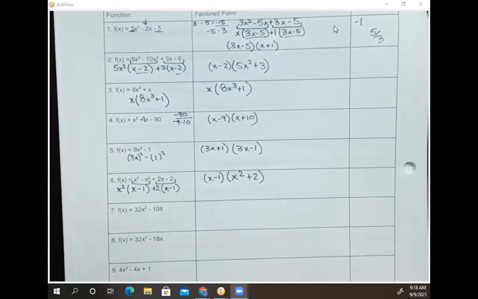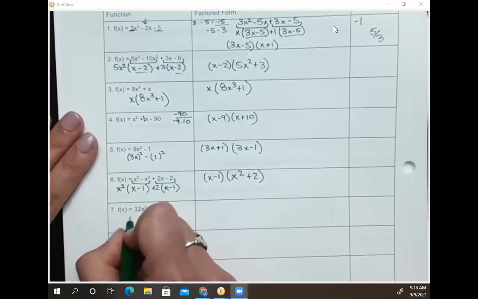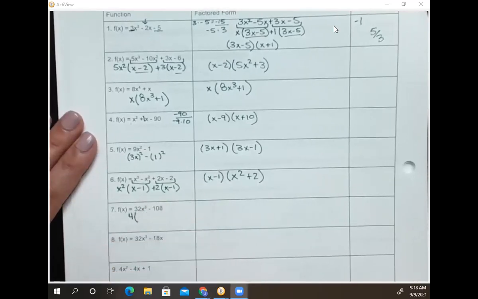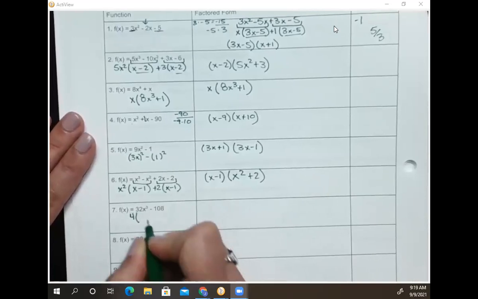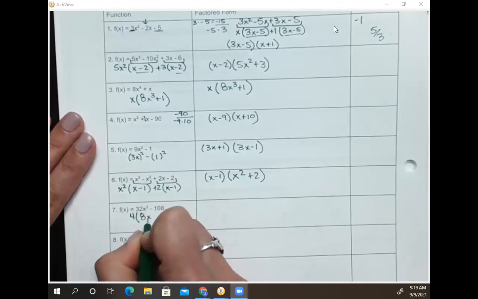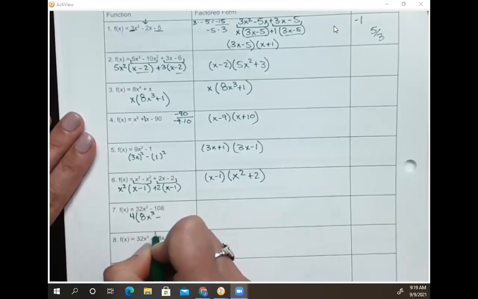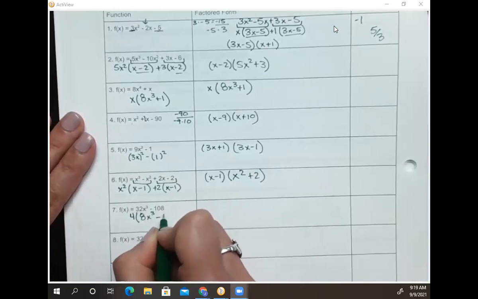What do we have going on with number 7? Sort of looks like a difference of squares. What's the first thing I want to do? GCF. What's our GCF here? 4. Very good. I have a GCF of 4 here. When I factor out 4, I'd be left with 8 x cubed minus 27.